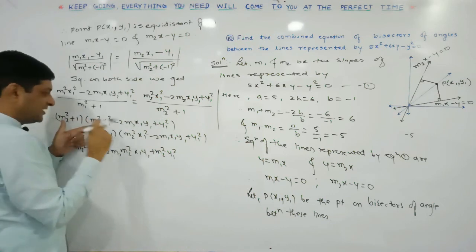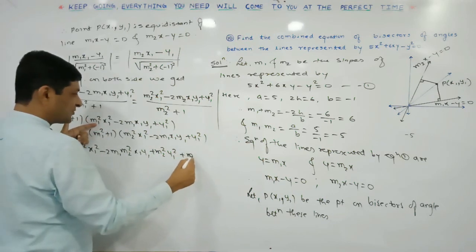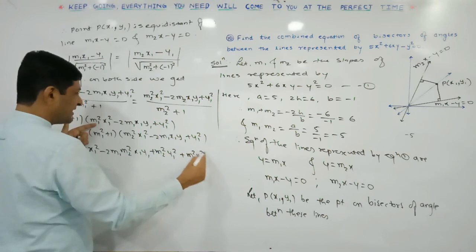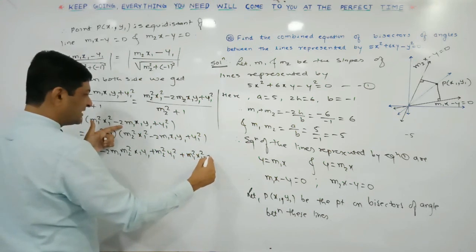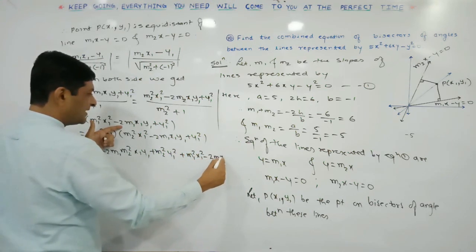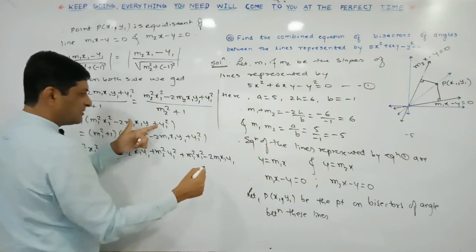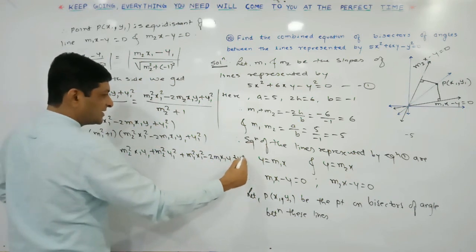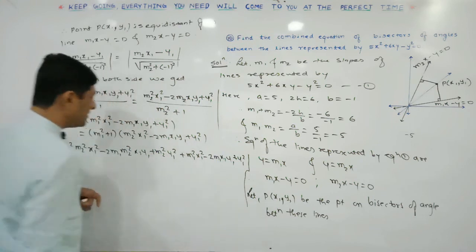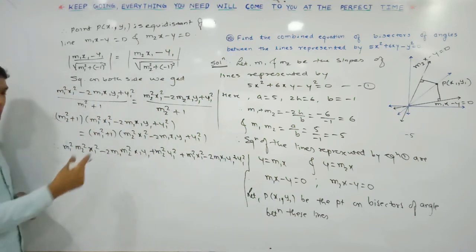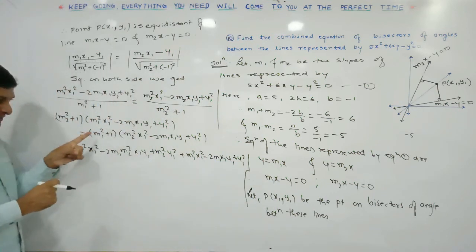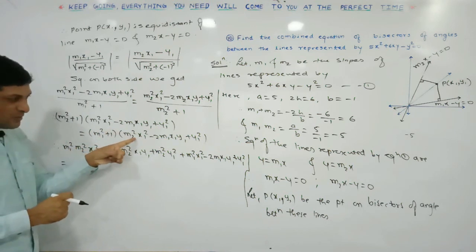So plus 1 into m1 square x1 square is m1 square x1 square. Multiply to the second term, we will get 2m1 x1 y1. Multiply to the third term, we will get y1 square. Now I am taking multiplication of these two brackets. Use the same method. So first multiply by m1 square to all the three terms.